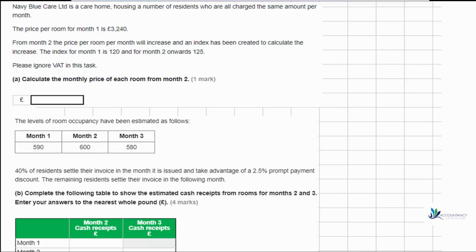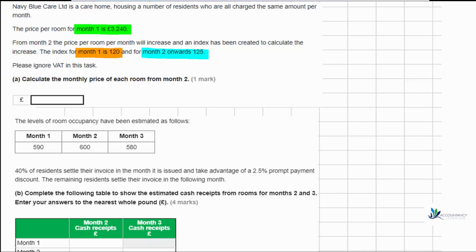The price per room for month 1 is £3,240. From month 2, the price per room per month will increase, and an index has been created to calculate the increase. The index for month 1 is 120, and the index for month 2 is 125. It tells us to please ignore VAT, and we need to calculate the monthly price of each room for month 2.